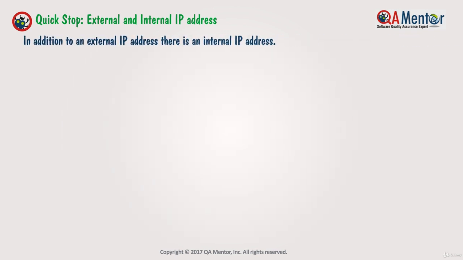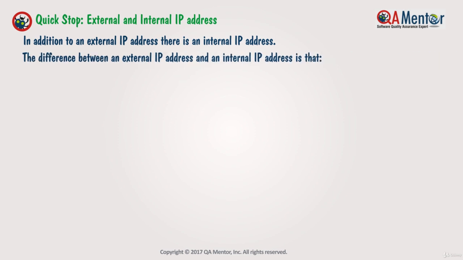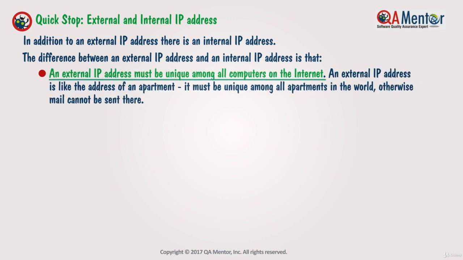In addition to an external IP address, there is an internal IP address. The difference between an external IP address and an internal IP address is that an external IP address must be unique among all computers on the Internet. An external IP address is like the address of an apartment. It must be unique among all apartments in the world, otherwise mail cannot be sent there.